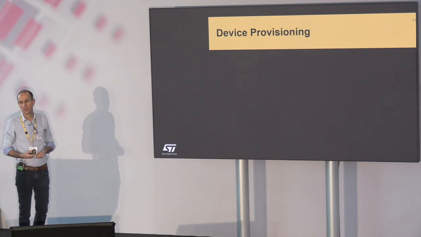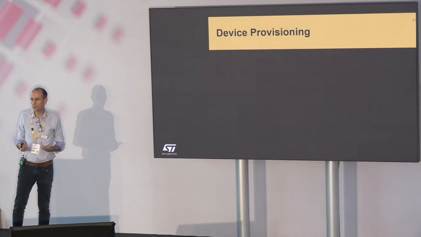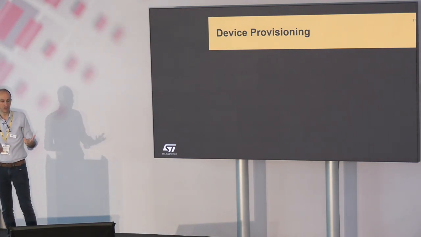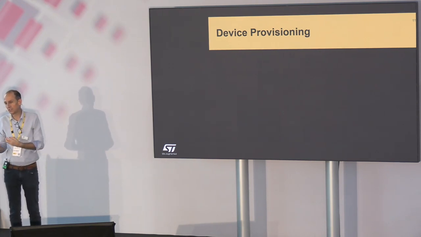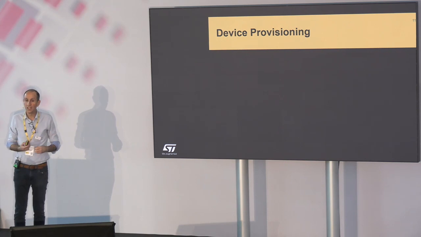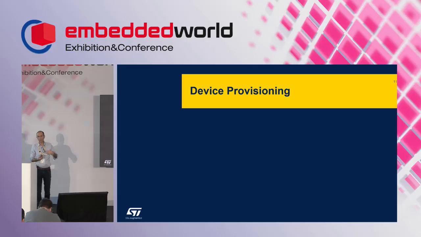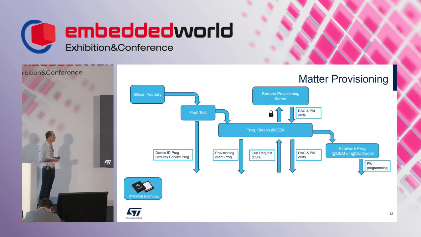So how do we provision these certificates? That means that when the device is connected to the network, it must feature this certificate. We need to store it somewhere. And these two certificates have to be signed by the PAI and by the top authority. So how can we do this?